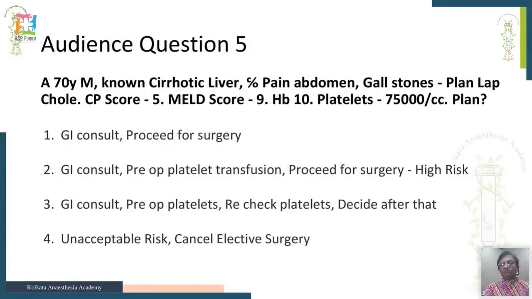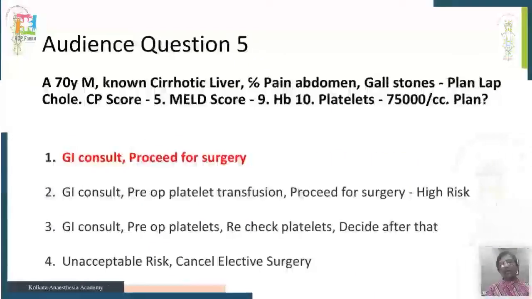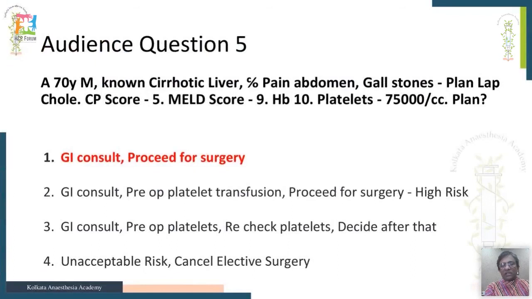MELD score 9, CP score 5, platelet 75,000, cirrhosis. What will you do? I think we talked about this. Consult and then take a collective decision and proceed for surgery. No need of platelet transfusion in this scenario.